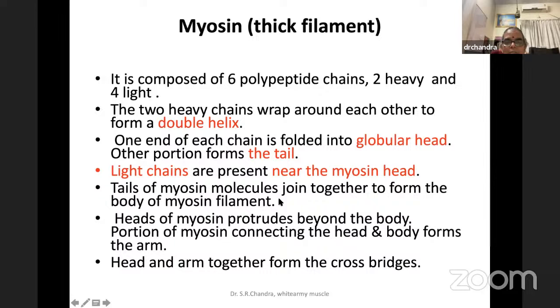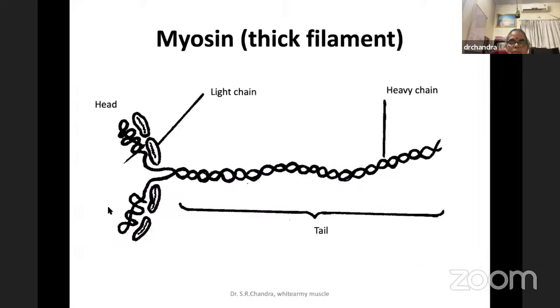The heads of the myosin protrude beyond the body, and that portion connecting the head and the body forms the arm. Head and the arm together form the cross bridges. So this is the myosin. You can see the light chain, we can see the heavy chain, and this is the head region.